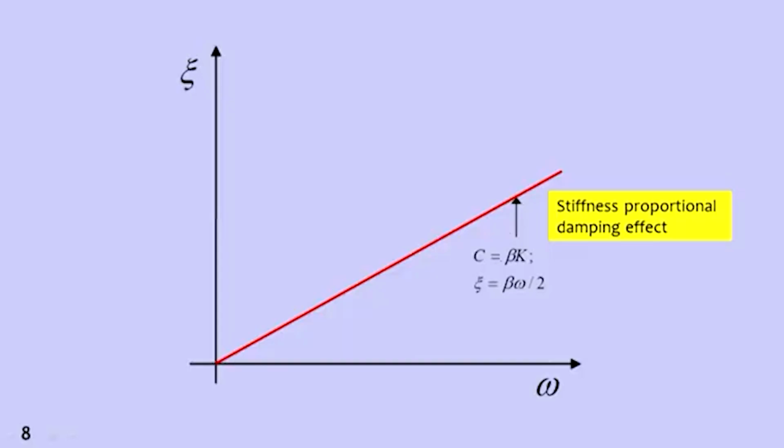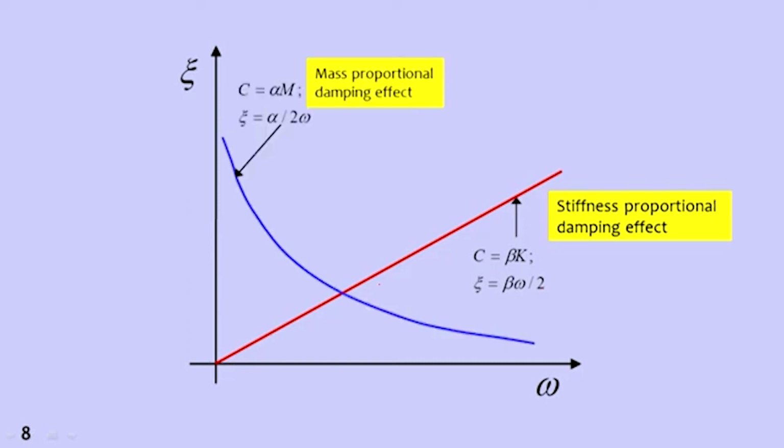If C is equal to beta times K, that means zeta is beta omega by 2. This is the stiffness proportional damping effect, so it is linear. And when it comes to the mass proportional damping effect, C is equal to alpha times m. In that case zeta is equal to alpha by 2 omega. So it is the mass proportional damping effect. In the case of Rayleigh's damping, both are combined.